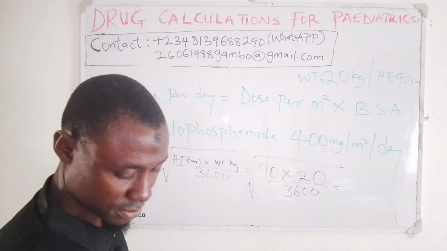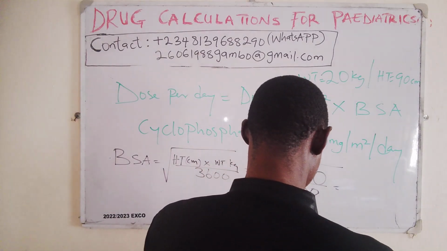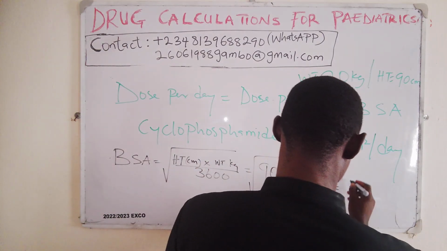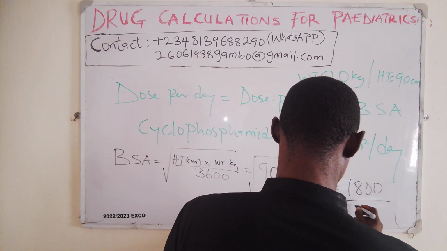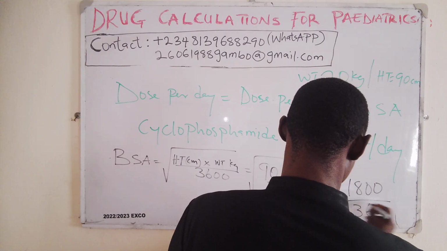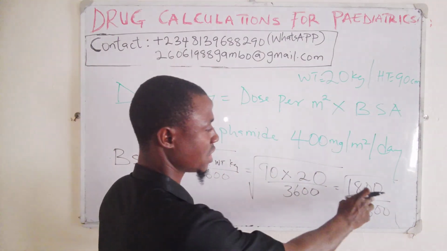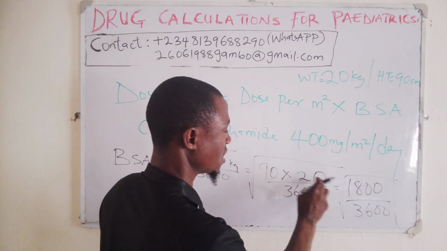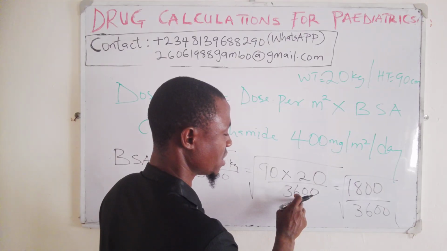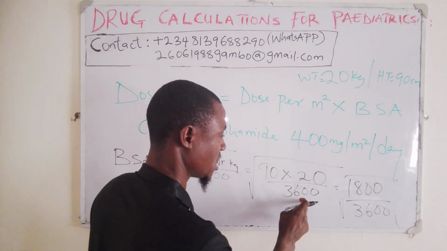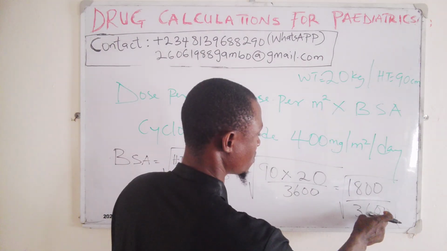So this will give us 1,800 over 3,600, all squared. 1,800 is 90 multiplied by 20: 90 is the height, the weight is 20, over the denominator 3,600 from the first Mosteller equation. If you do it, you have 1,800 divided by 3,600, all squared.